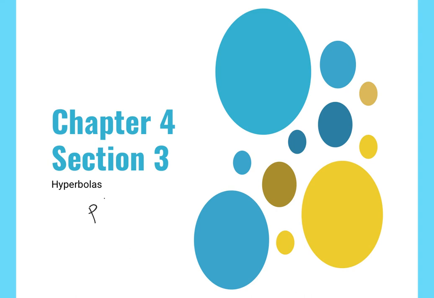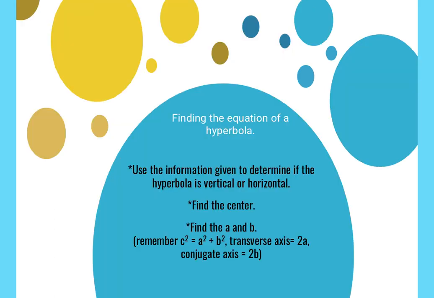Now, find the equations of the hyperbolas. So you're going to get given information, and then you're going to have to find the equations of them. So here's some information is what you would want to look for. Obviously, it says use the information given to determine if it's vertical or horizontal.